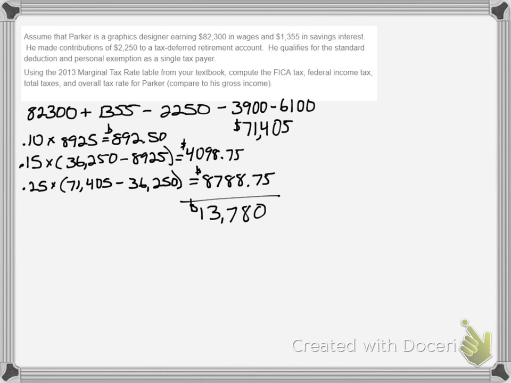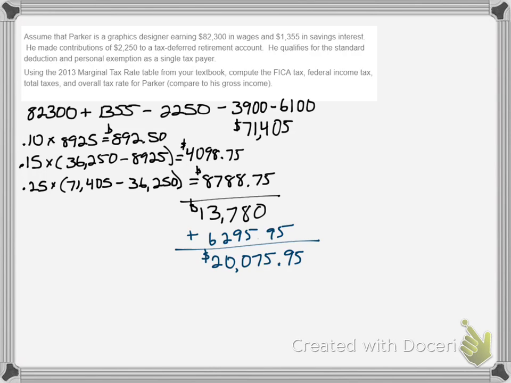That's the part of the question that takes the longest. The next part, part 3, says that we need to find his total taxes. To find the total taxes, we take the federal income tax and add to that the FICA tax, which was 6295.95. We add those together and we get a total of $20,075.95. So that's the total tax that he ended up paying.